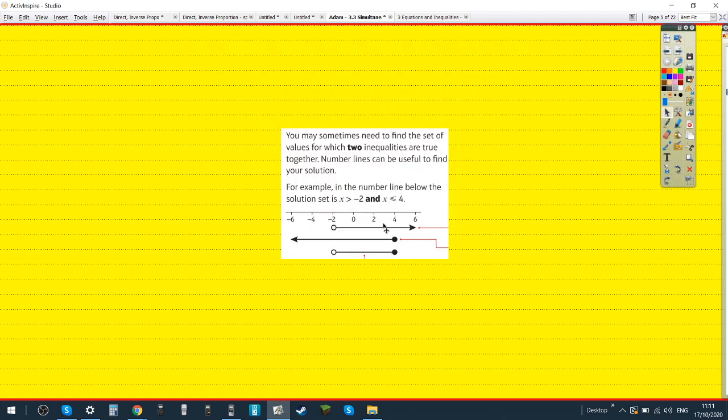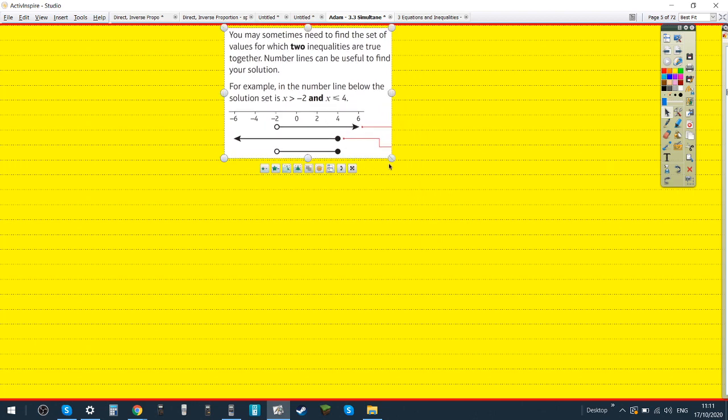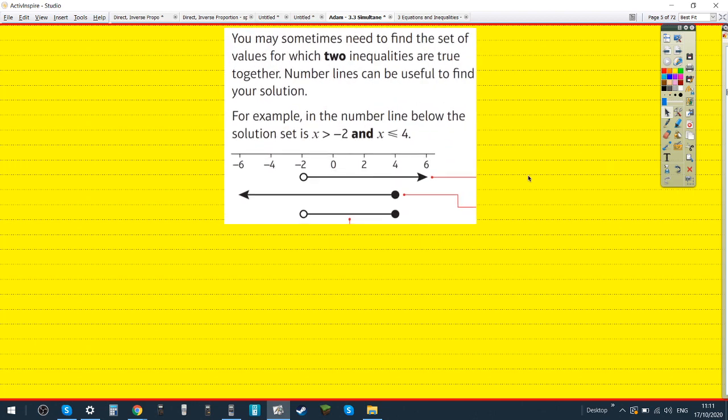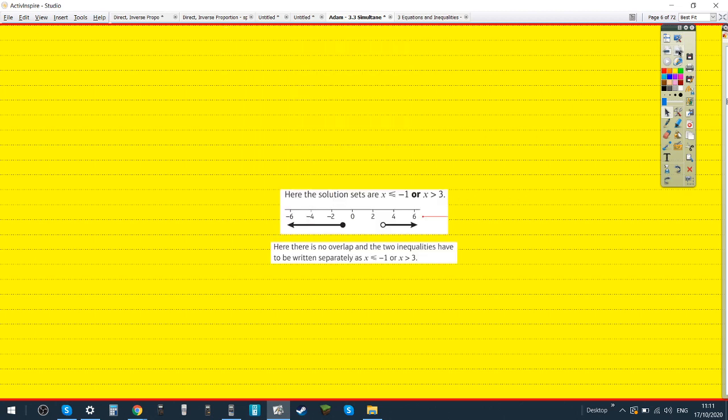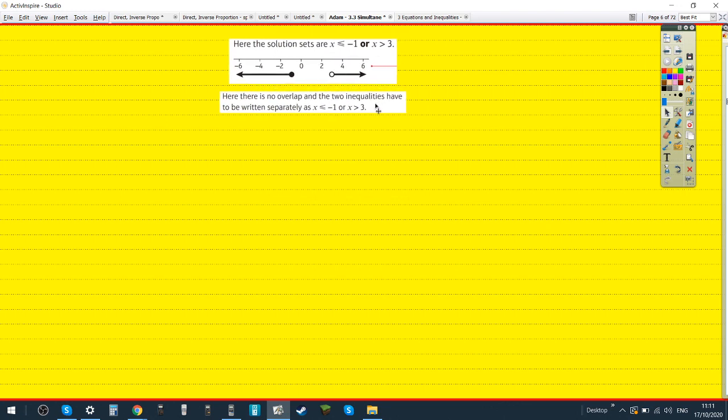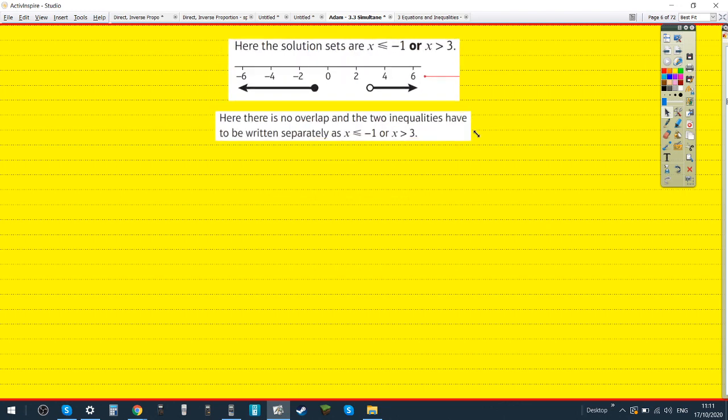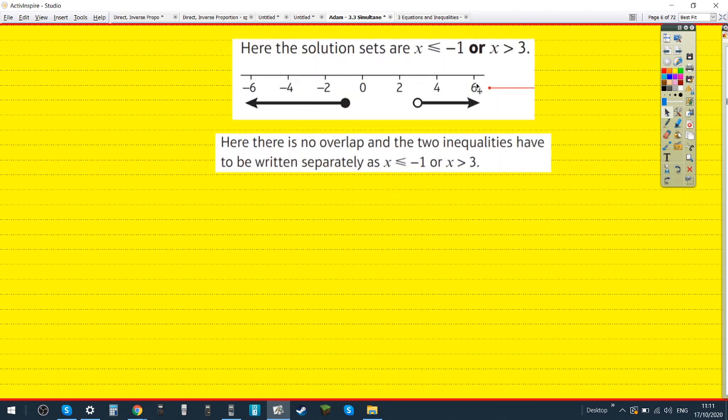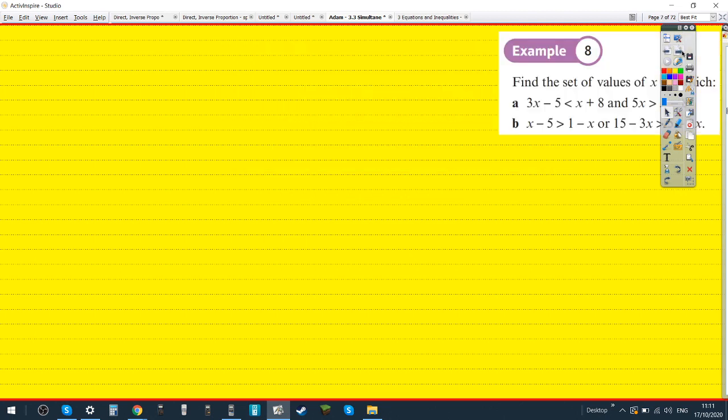Okay, here we've got 3 inequalities. Oh no, that's the answer. And they just wrote it using this notation, the circle and filled circle for or equal to. This one can also be written, so this is a different one. The inequality can be on the outside.